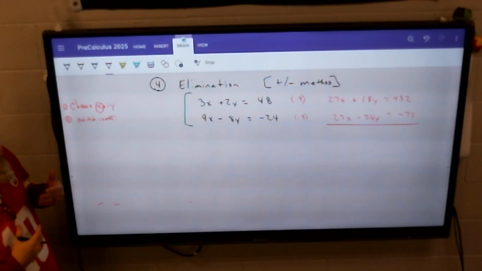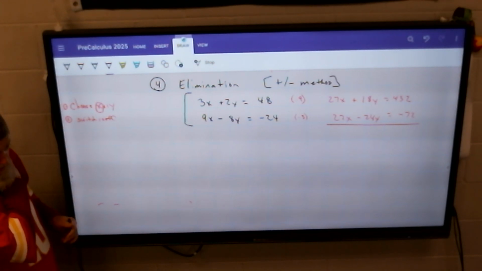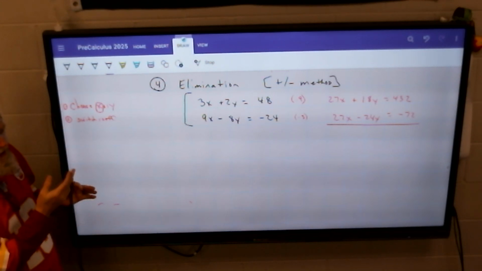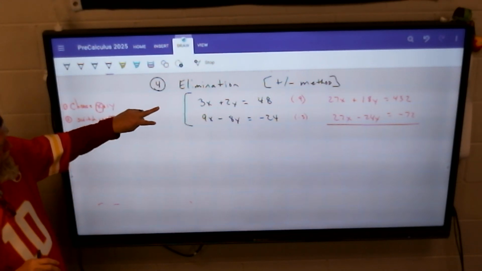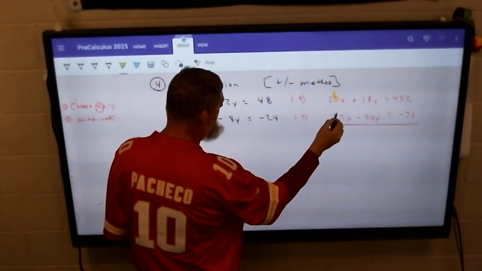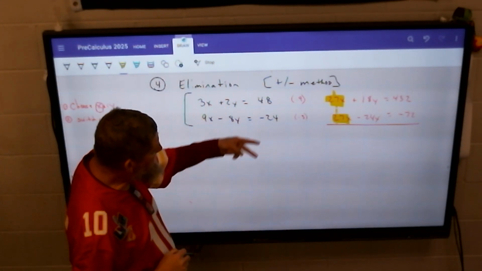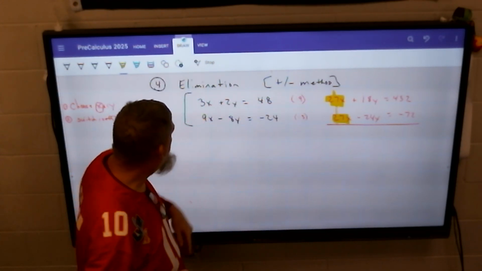The goal is accomplished by simply switching the coefficients. Now, there's shorter, faster ways to do it, but this is probably the easiest, quick way. Just take the coefficients and switch them. What do you notice about the x's? They're exactly the same. And that's the goal. I want to get the coefficients identical.